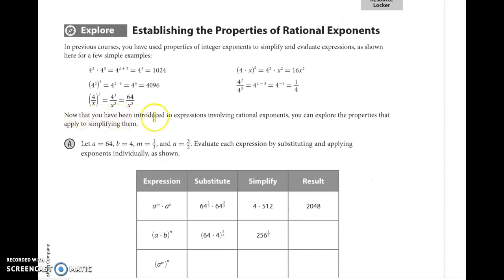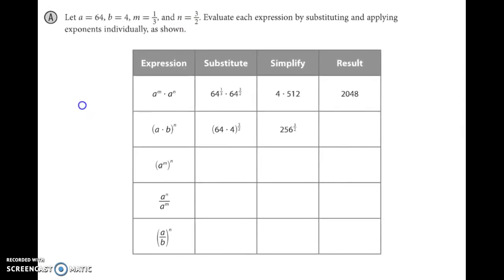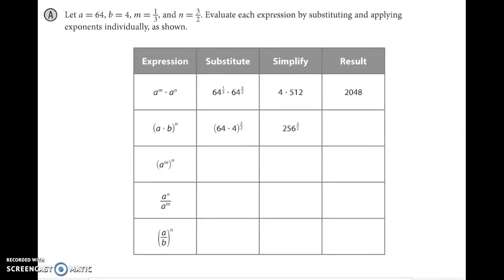And it says, now that you have been introduced to expressions involving rational exponents, you can explore the properties that apply to simplifying them. So it says, let A equal 64, B equal 4, M equal 1/3, and N equal 3/2, and evaluate each expression by substituting and applying the exponents individually as shown. So we're going to take these values that are given to us here and plug them in. So that's what I'm going to start doing. I'm going to do this substitute column here and just substitute them in.